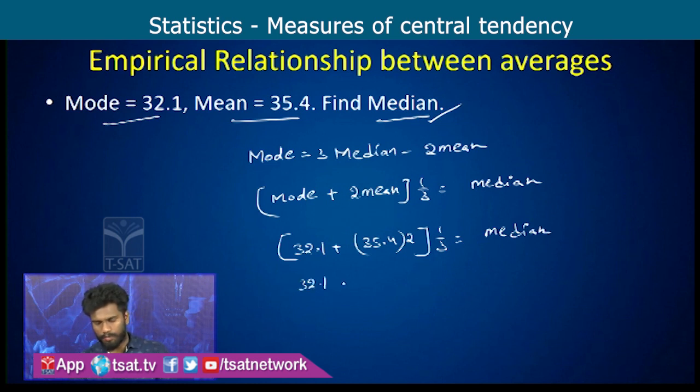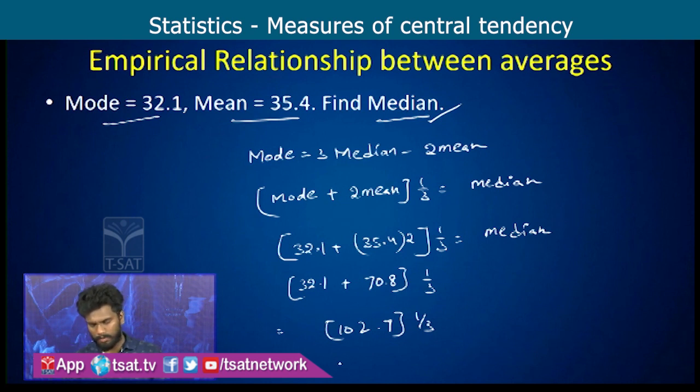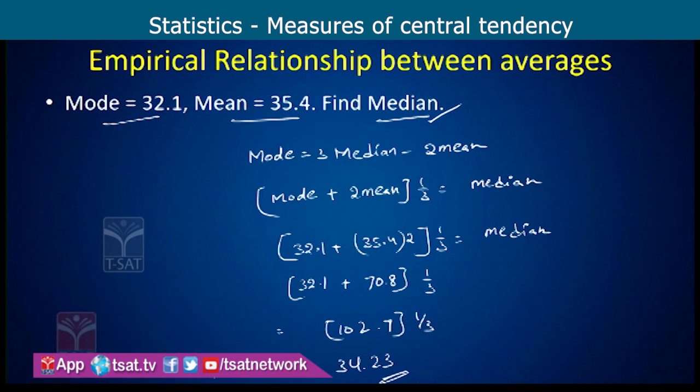So 32.1 plus 70.8, which will become 102.7, and we have to divide it by 3, which will be equal to 34.23. That will become our median. So like this, we have to find the mean, median and mode when 2 items are given. We have to find the third item.